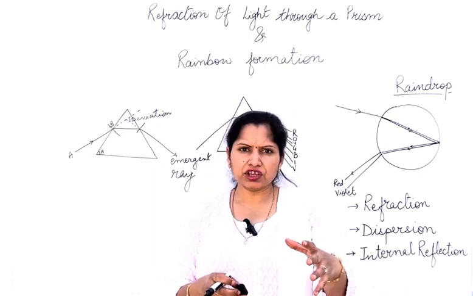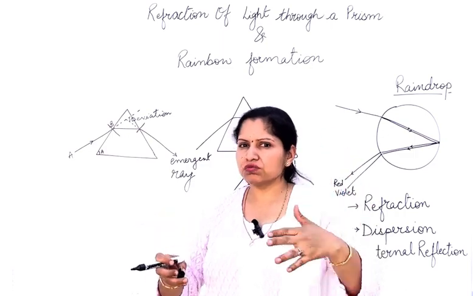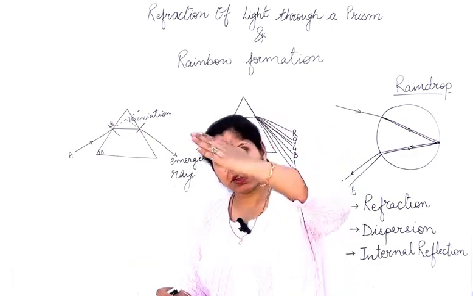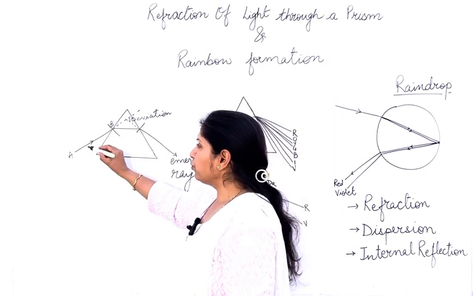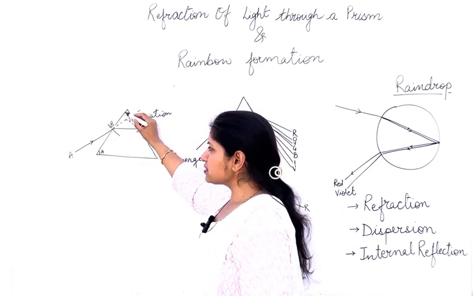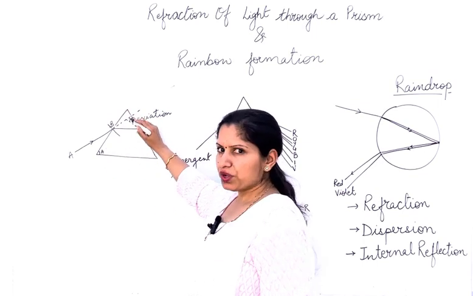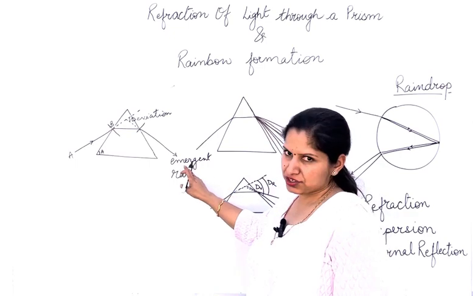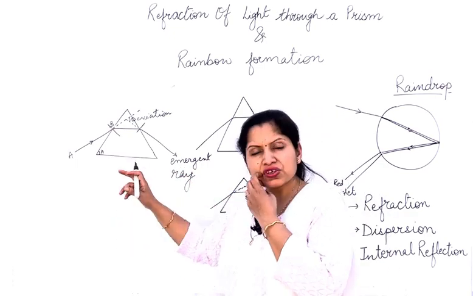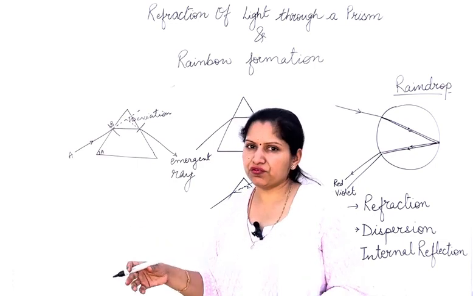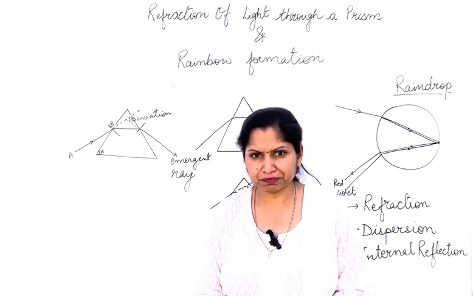Why is it called the angle of deviation? Because it shows how much the light has changed its path, how much it has deviated from its path. If it would have gone straight, it would have gone in this direction. But since the prism was kept in its way, it didn't go in that direction, but went in this particular direction, in the direction of the emergent ray. So this angle shows us how much the light ray has deviated from its path because of the prism.